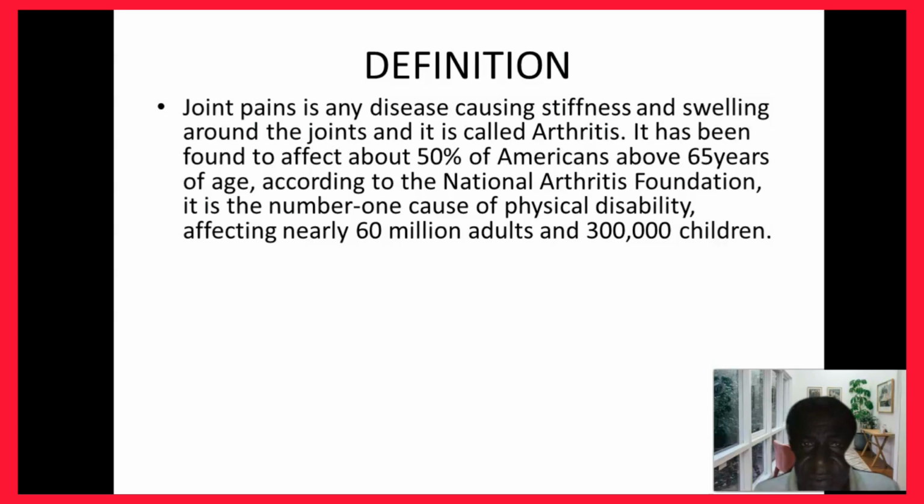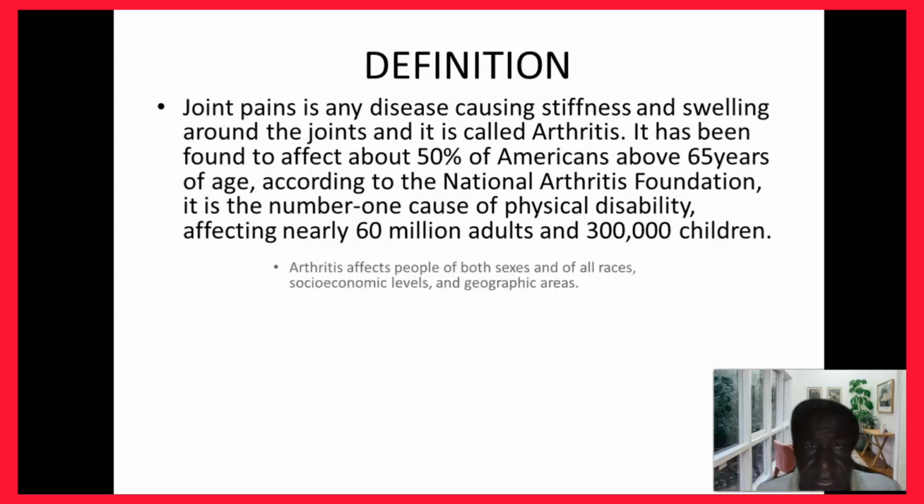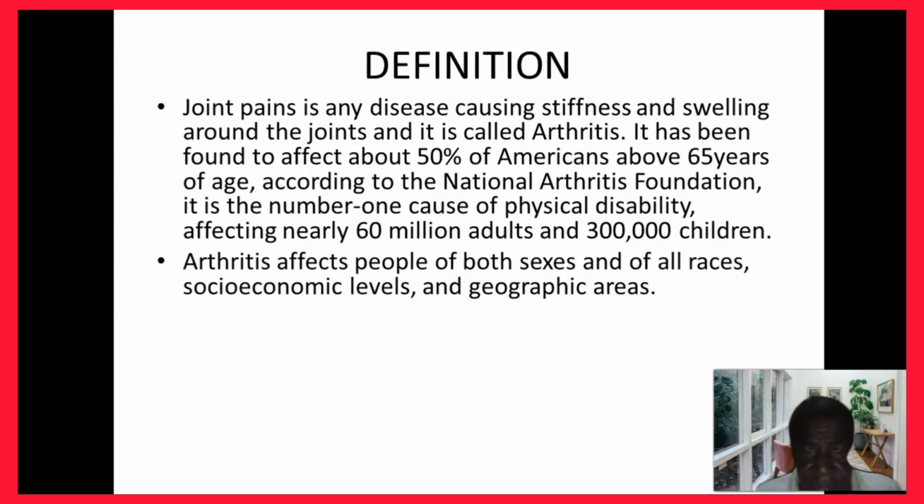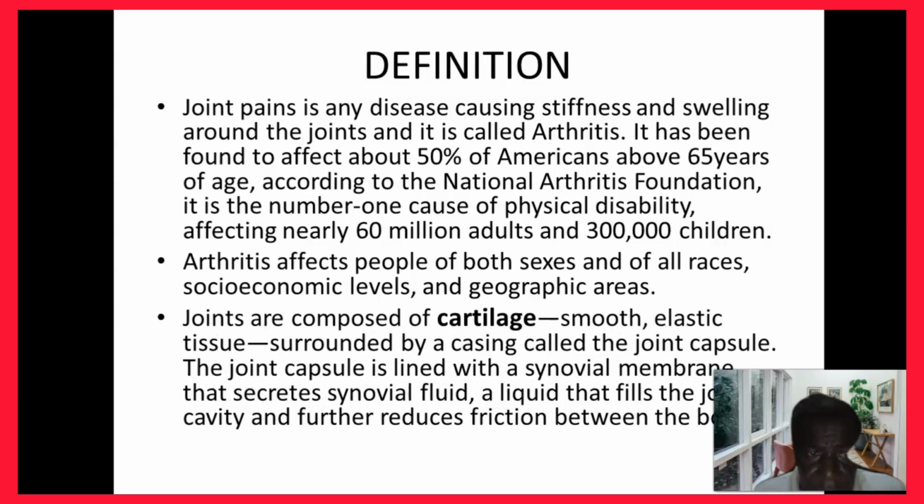Joint pain is any disease causing stiffness and swelling around the joint, and it is called arthritis. It has been found to affect about 50% of Americans above 65 years of age, and according to the National Arthritis Foundation, it is the #1 cause of physical disability, affecting nearly 60 million adults and 300,000 children. So it cuts across. Arthritis affects people of both sexes and of all races, socio-economic levels, and geographical areas. None is exempted. So it is a disease or problem for all.